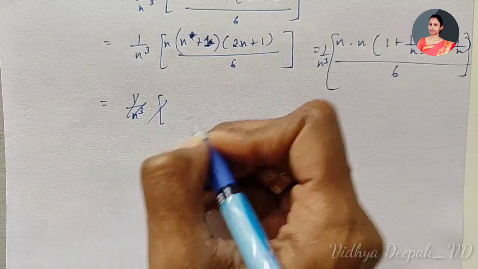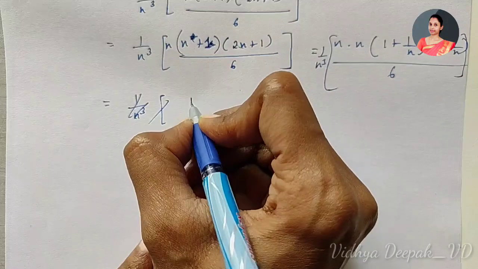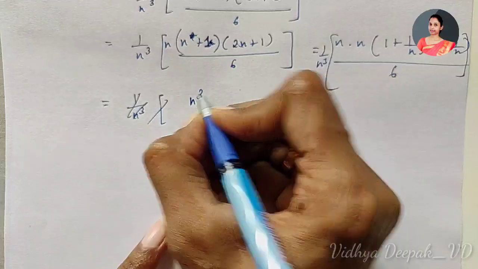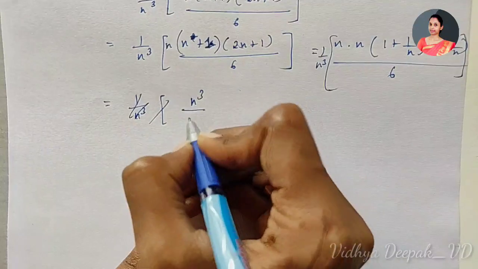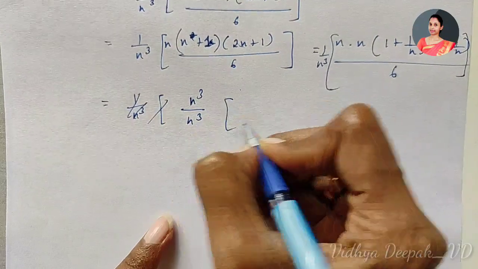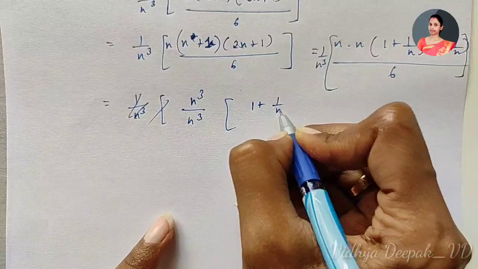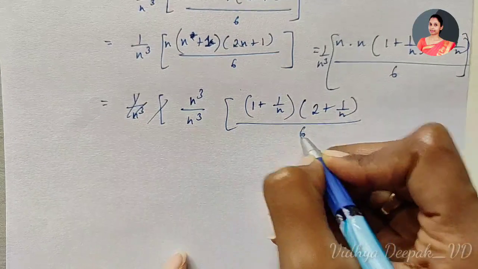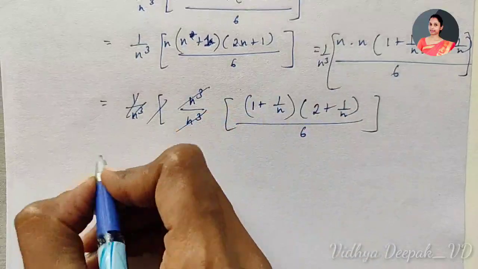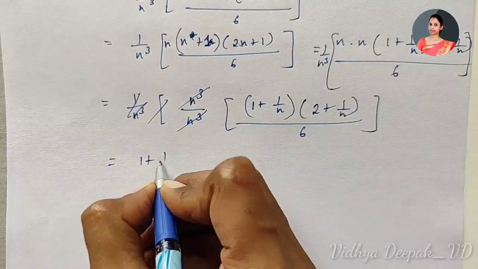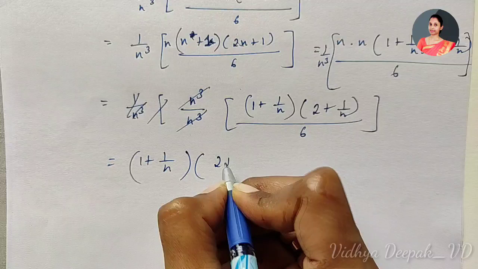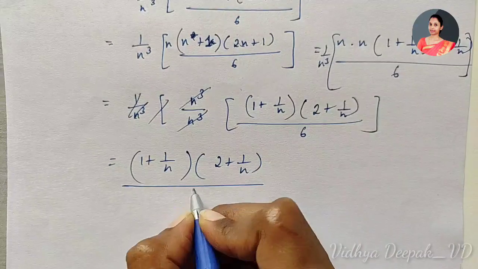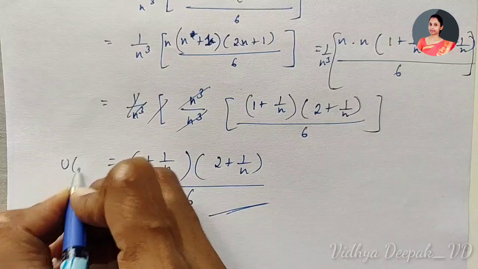If I bring this inside, I have n cube here, n into n into n. So n cube by n cube into 1 plus 1 by n, 2 plus 1 by n whole divided by 6. N cube gets cancelled. Remaining is 1 plus 1 by n into 2 plus 1 by n whole divided by 6. That is UPF.